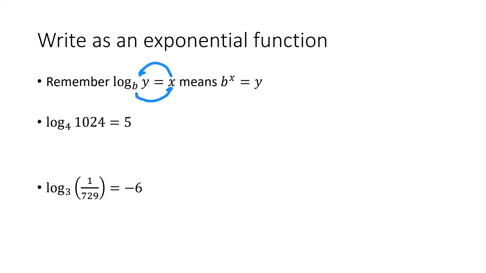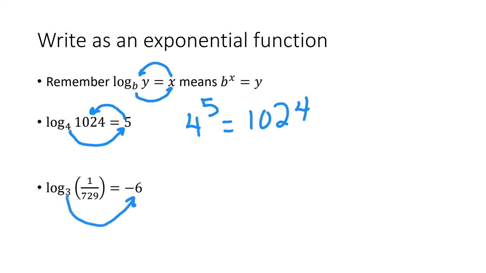So if I want to just rewrite this, I'm not solving, there's nothing to solve for, I just want to write this over. So this is 4 to the 5th power is 1024. So I say 4 to the 5th power is 1024. Same thing here. The base 3 to the power negative 6. So 3 to the negative 6 is 1 over 729.